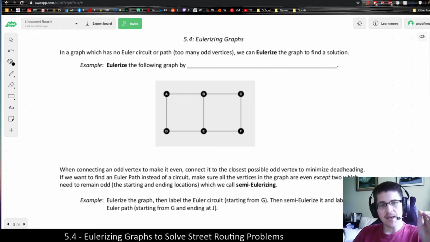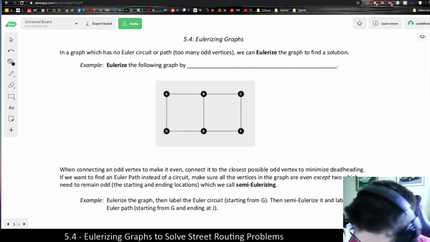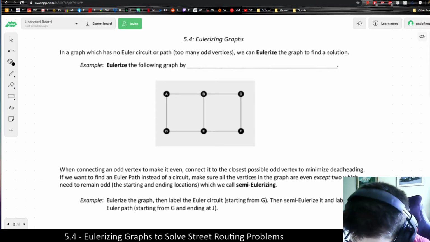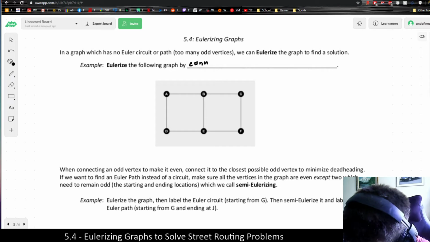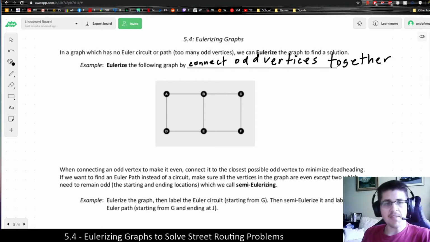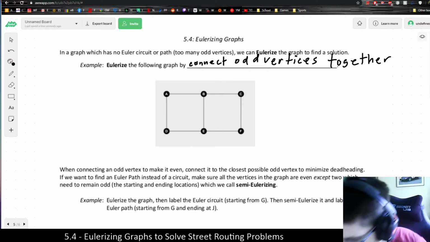Just to recap, from the past video, I talked about Eulerizing a graph, and to remind you of that definition, we can always Eulerize a graph by connecting all the pairs of odd vertices together with new edges. That should Eulerize the graph, and all that means is making it completely even.